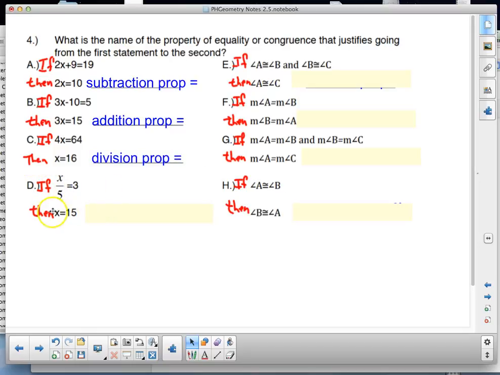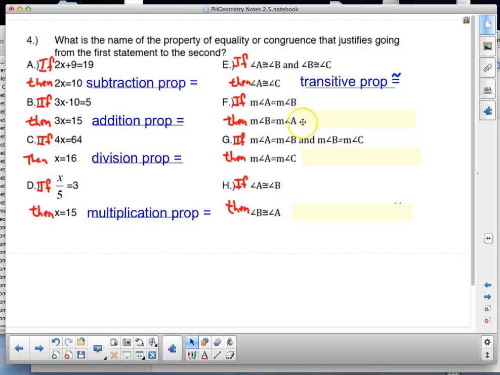To go from this step to here, something happened to get to this. What happened? I must have multiplied by 5 on both sides, so I got multiplication property of equality. In E, oh look, this looks like that transitive property thing, but it's in congruence, so transitive property of congruence. Okay, I skipped the middleman, and angle A is congruent to angle C. Here I've got the measure of angle A equals the measure of angle B, and I've got the measure of angle B equals the measure of angle A.